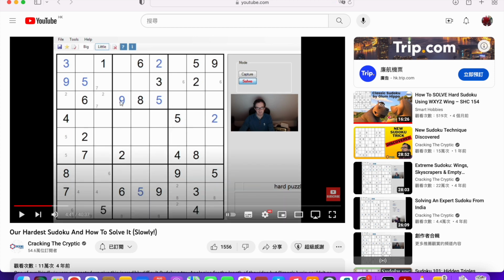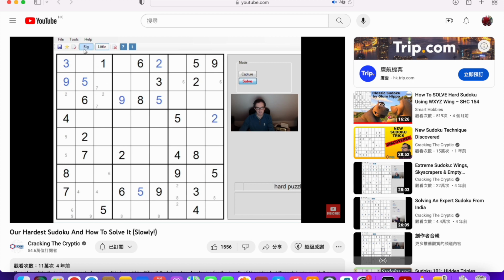We've done the 9s as far as they'll go. This has to be a 5 in the central block because of the 5 here, the 5 here, and the 5 here. That means this is a 5.